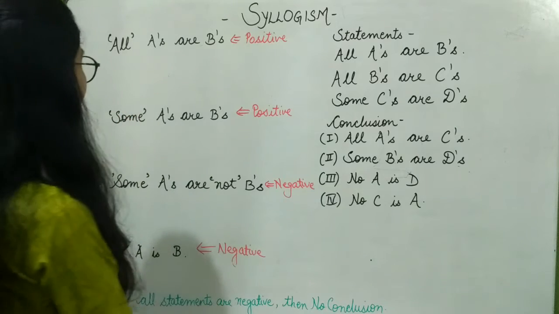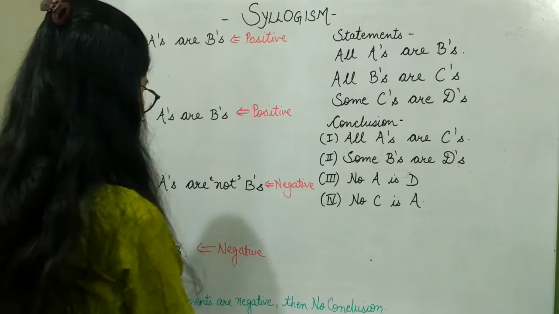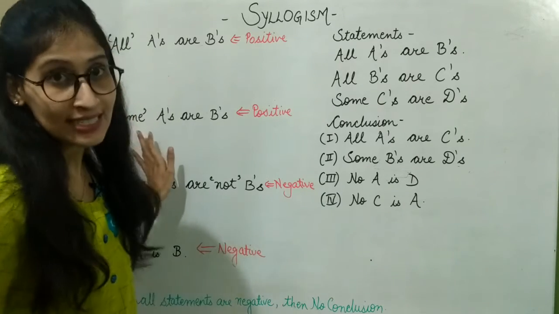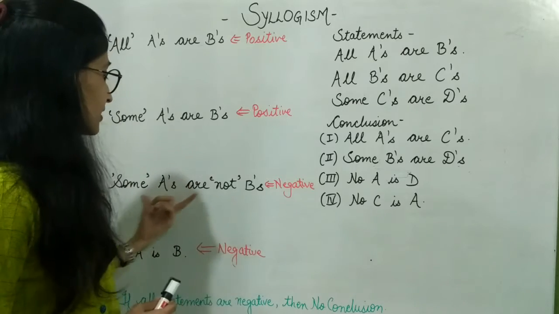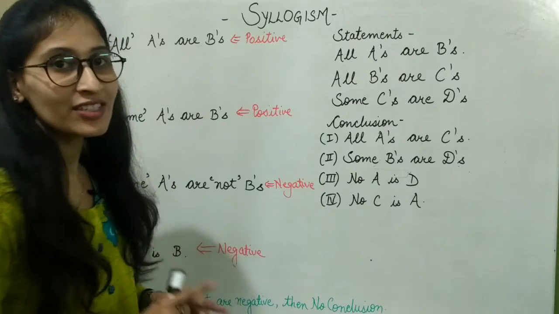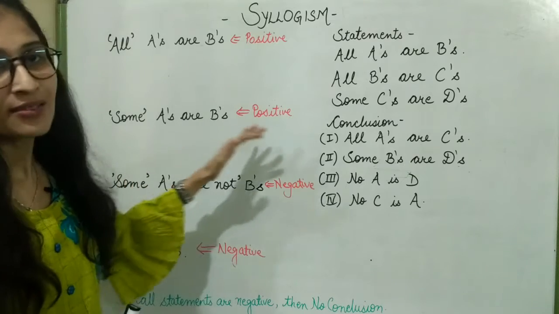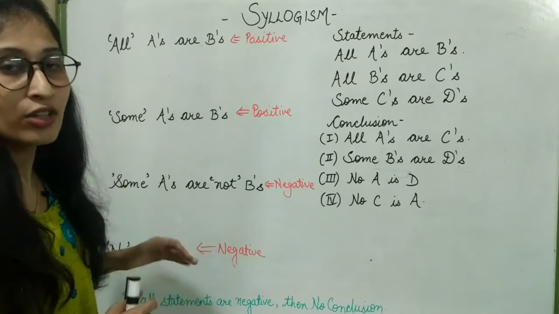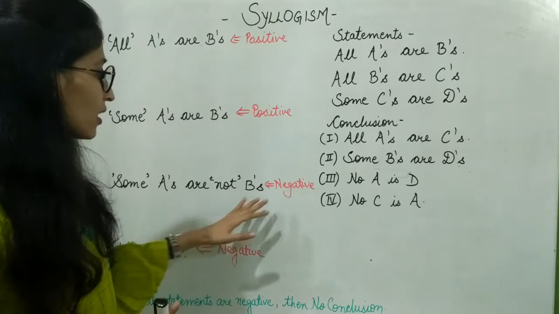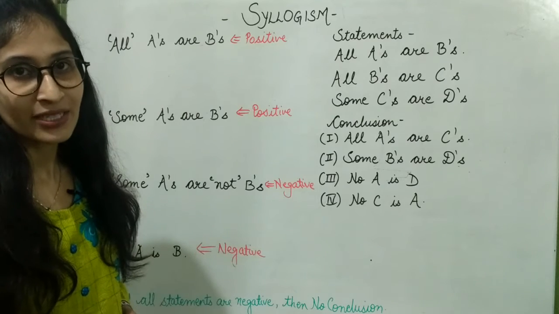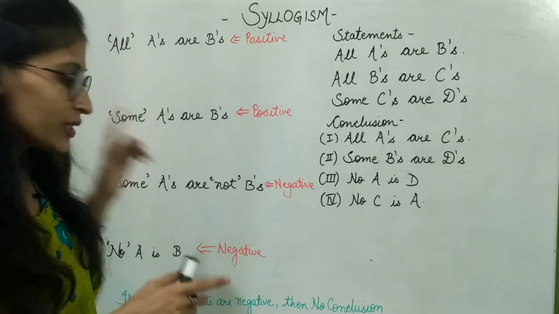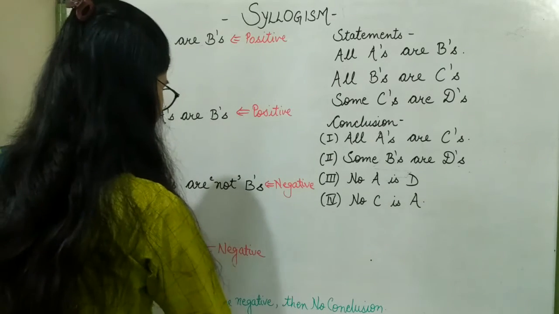The first quantifier is all. The second quantifier is some. The next is some not, and the next is no. All and some are counted as positive statements. No and some not are counted as negative statements. So let's start with the Venn diagrams of these.